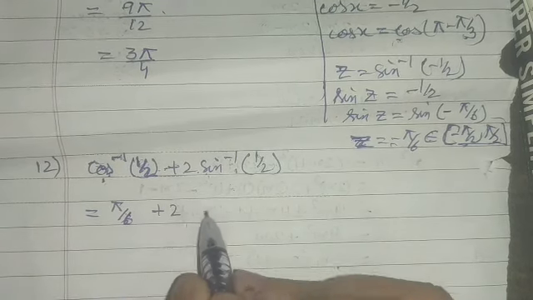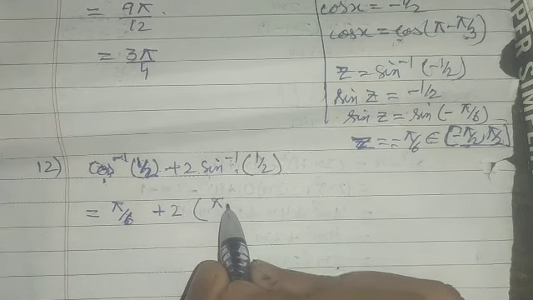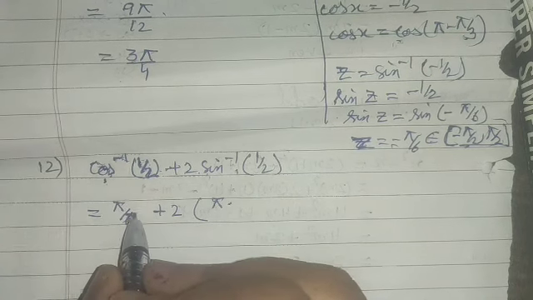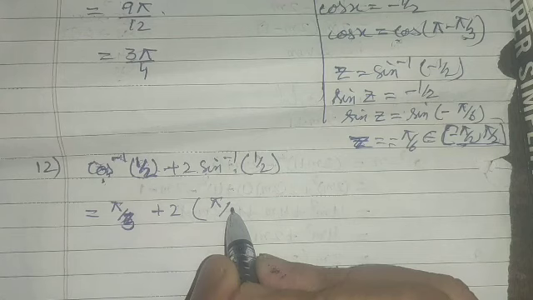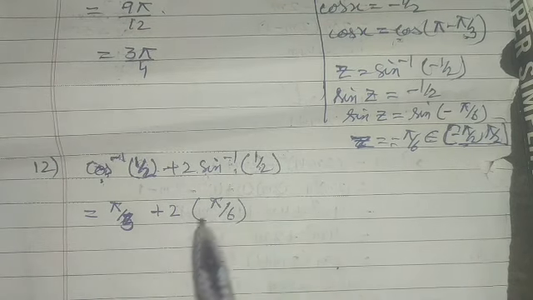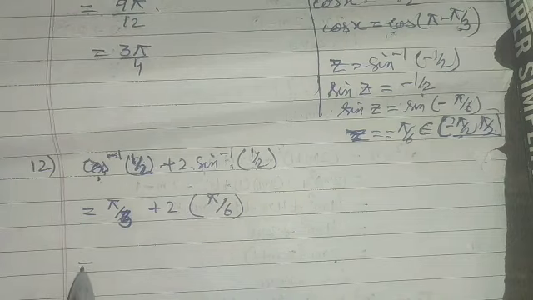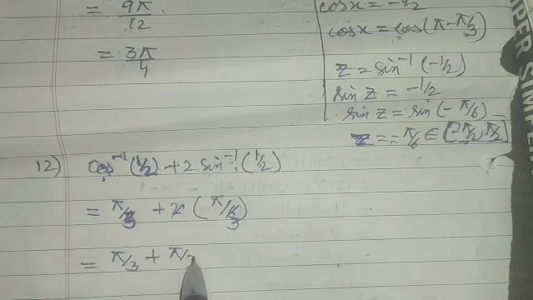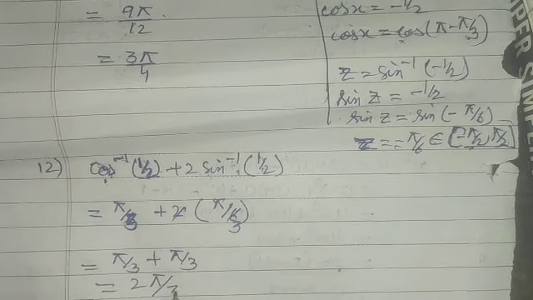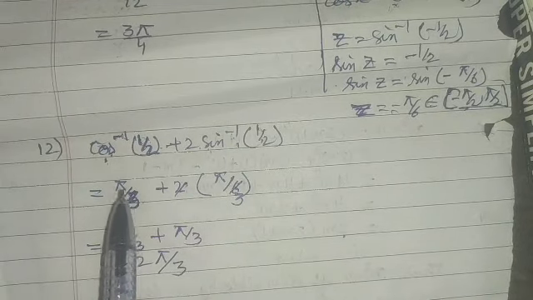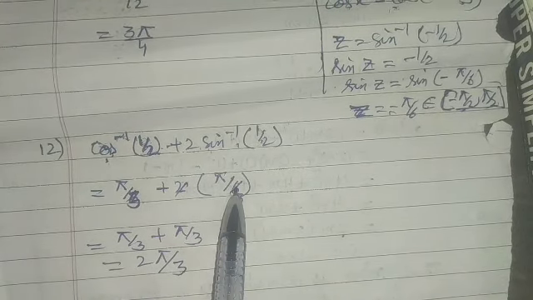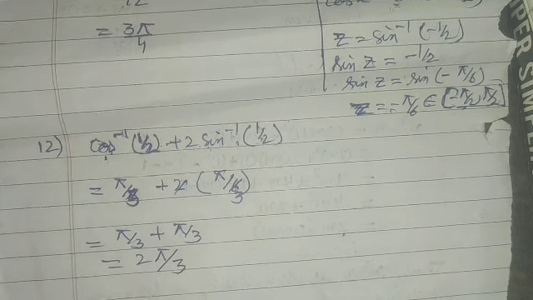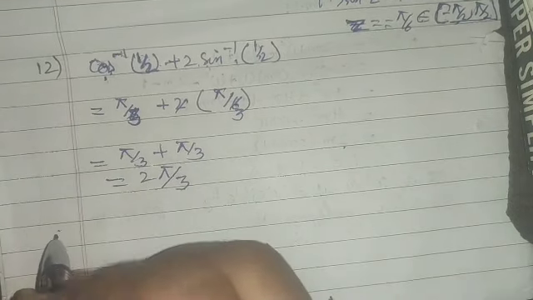Now plus 2 into sine inverse 1 by 2. Sine 30 degree, that means pi by 6. Sine pi by 6 is equal to 1 by 2. So this will give us pi by 3 plus 2 into pi by 6, which is again pi by 3, and the answer is 2 pi by 3. Now you should keep in mind that these values should be in the principal value range of the inverse trigonometrical functions.